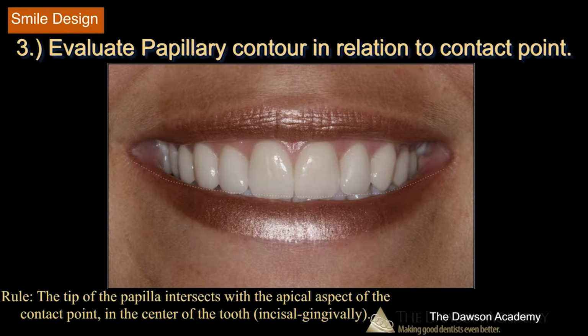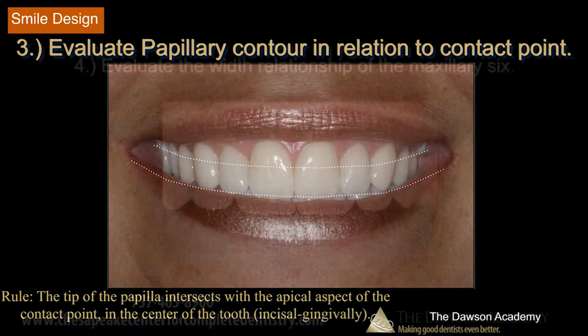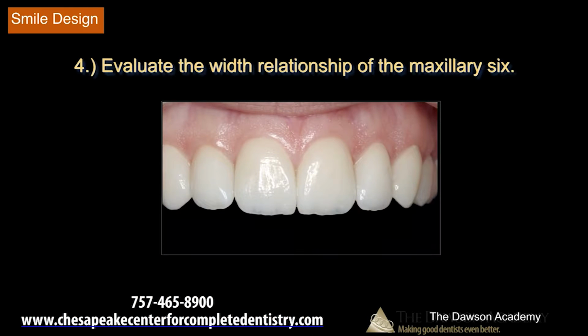And so when we look at these papillas and we basically attach a line to them, notice that the line that contacts the tips of the papilla as we go across basically follows beautifully the curvature of the lower lip. Those are some of the things that we look at.